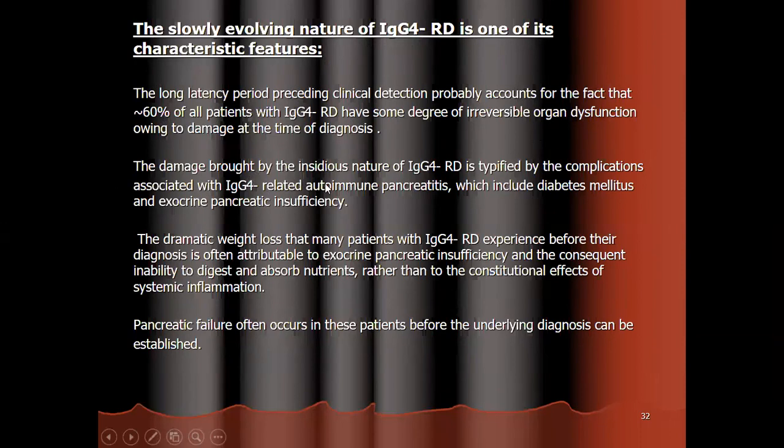The damage brought by the insidious nature of the disease is typified by the complications associated with, for example, autoimmune pancreatitis, which include diabetes and exocrine pancreatic insufficiency. The dramatic weight loss that many patients with autoimmune pancreatitis experience before their diagnosis is often attributable to exocrine pancreatic insufficiency and the consequent inability to digest and absorb nutrients, rather than to the constitutional effect of systemic inflammation. Pancreatic failure often occurs before the underlying diagnosis can be established.